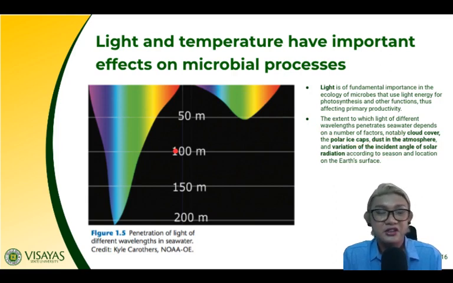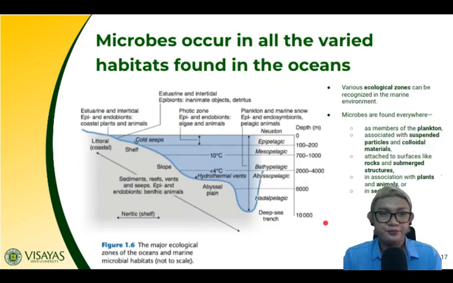Okay. So the extent to which light of different wavelengths penetrates seawater depends on a number of factors. Cloud cover would be one, the polar ice caps, dust in the atmosphere, and variation of the incident angle of solar radiation. And some other dissolved organic matter found in the marine or the pelagic area could hinder the penetration of light into the deeper part of the ocean.